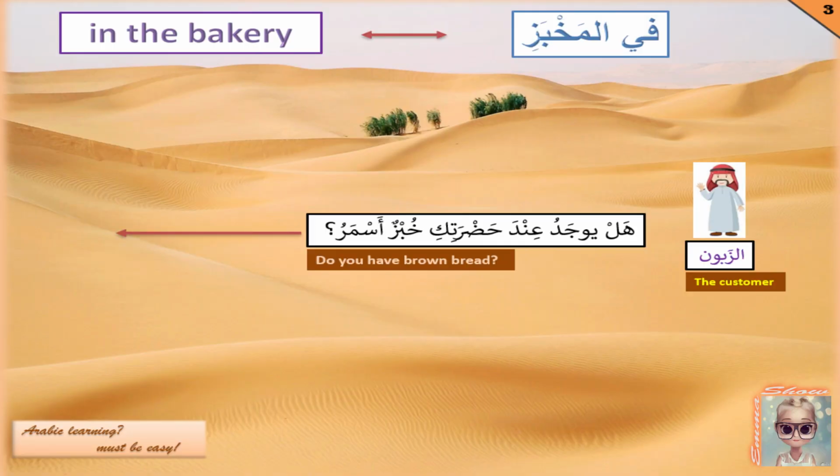Yes. Aha, continue please. Then the customer asks, هل يوجد عند حضرتك خبز أسمر? In the sense of, do you have brown bread? Do you mean brown bread or wholemeal bread? Yes, both. I assume that they are the same type, but with a different description. خبز أسمر literally translated is brown bread. Okay, I ask the question. هل يوجد عند حضرتك خبز أسمر?